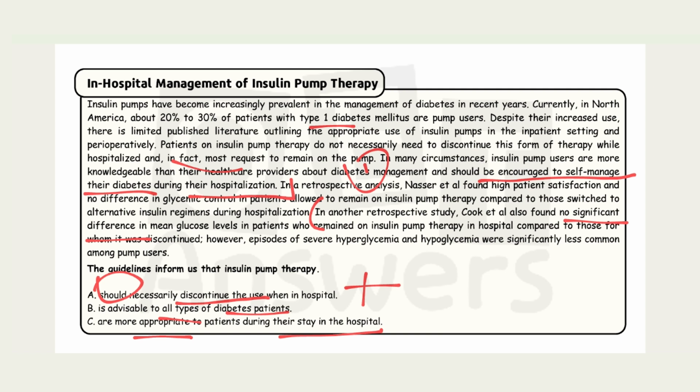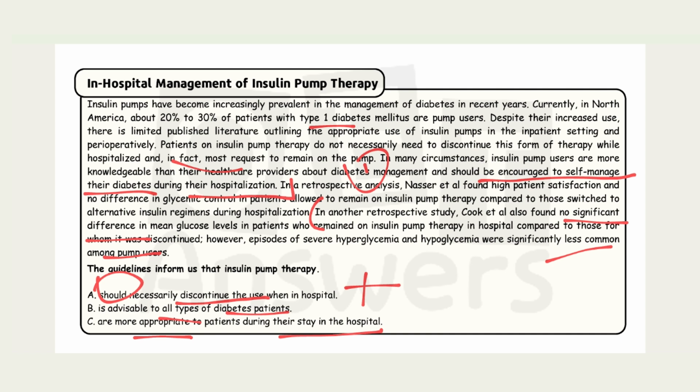However, what they have stated is that episodes of severe hypoglycemia and hyperglycemia were significantly less common among pump users. Whatever the glucose ranges, everything was okay, there is no difference in both. But while comparing that, what they are stating with however is that the episodes of hyperglycemia and hypoglycemia are very few among the pump users. So they are completely indicating good things related to pump users, right? So we can eliminate the answer options now.